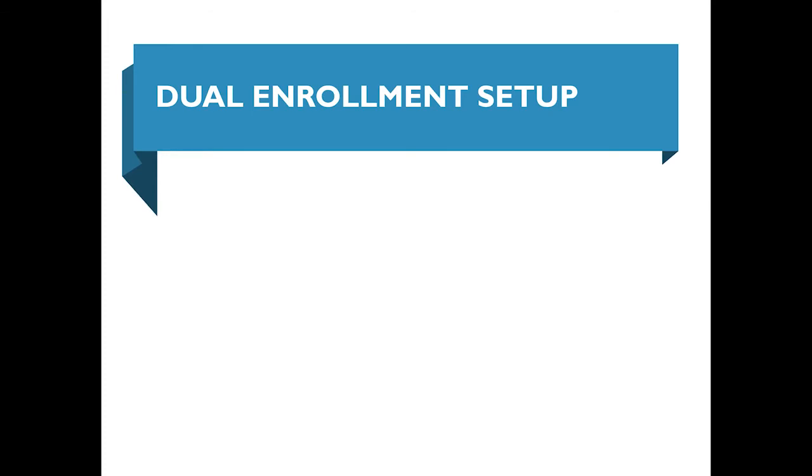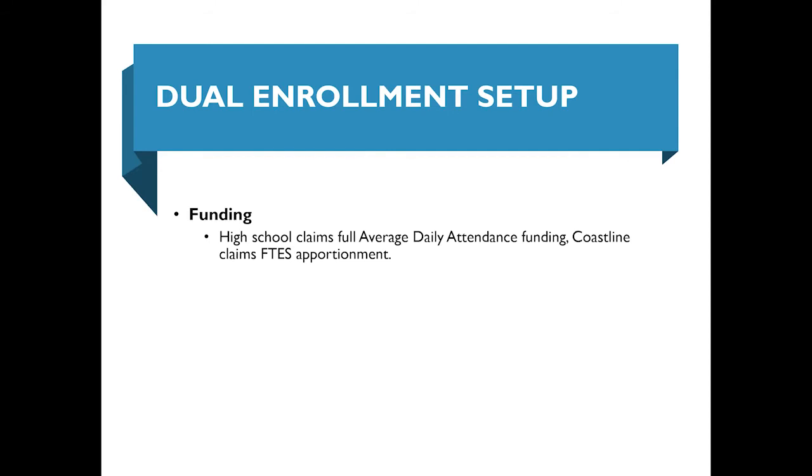Some additional set of considerations and some things that we've had to really successfully complete. It's funding, right? So one of the questions that high school students and college staff and personnel have as well is, how do you still claim the FTES? Yes, and how you set it up is that we ensure that the high school is still able to claim their full average daily attendance funding. And then Coastline is going to claim the full FTES apportionment.